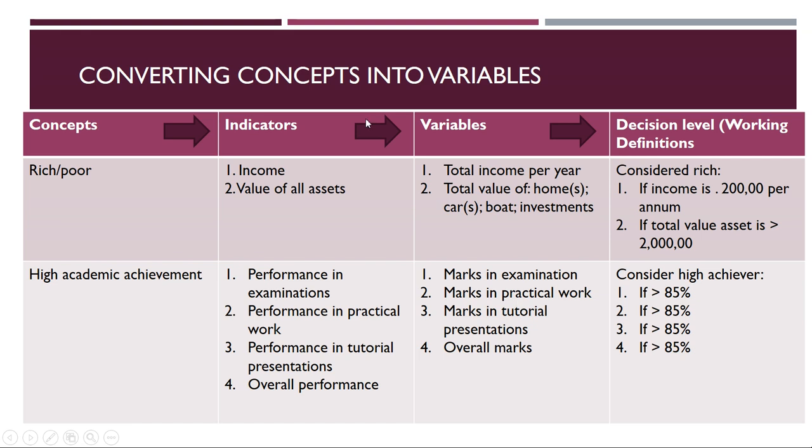Since we spoke about high academic achievement as well: performance in the examinations, practical work, industrial training, internship, tutorial presentations, and then you accumulate them into overall performance. So you have the variables. Their marks in examination, practical work, tutorial, and overall marks will define whether the person can be considered a high academic achiever. Maybe if between 60 to 84, the person is considered average, for instance. Below 60, considered poor. So these are examples of how you can convert concepts into variables. This is what we call the process of operationalization.